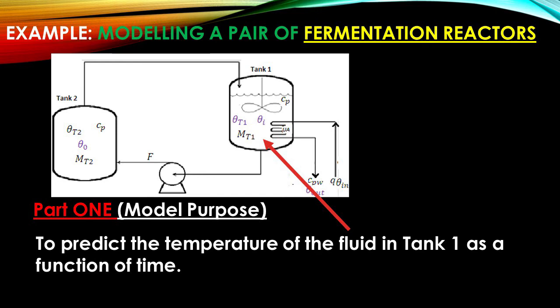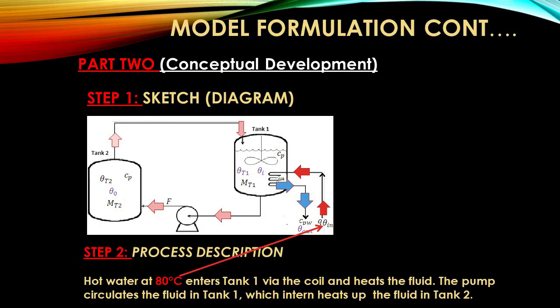So step 1 was what? Part 1 was model purpose, and it was only one step. The model purpose is to predict the temperature in the tank here. This is what we want to predict, and basically that's it. Part 2 is the conceptual design, and the first step is to draw a picture. We've already seen the picture, so there's nothing new there.